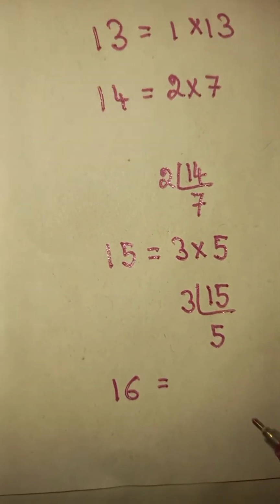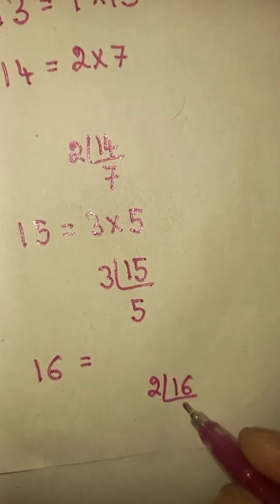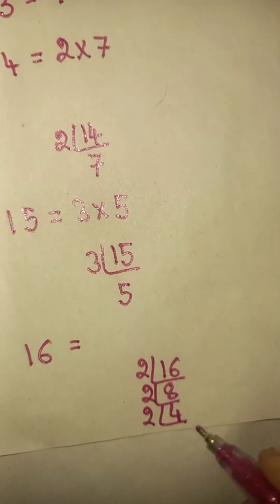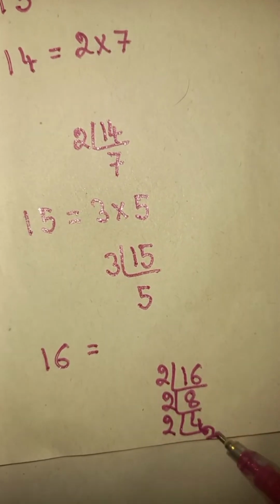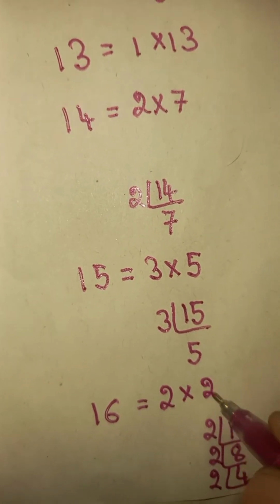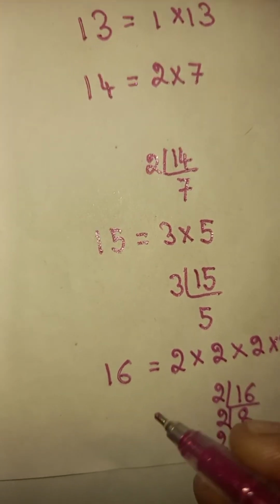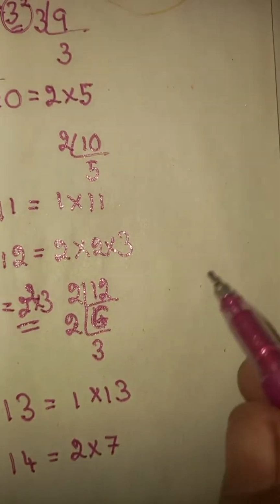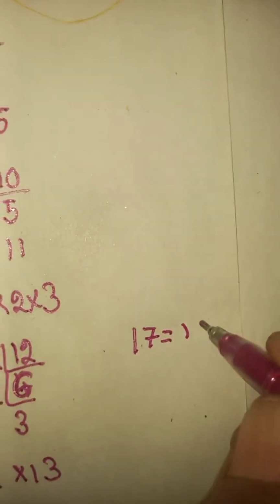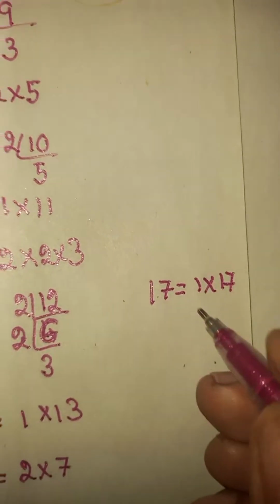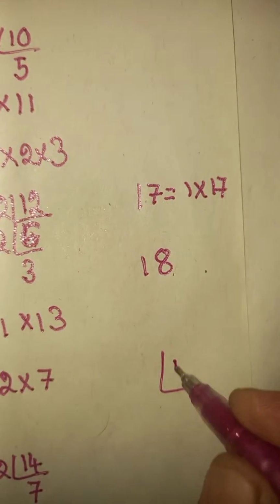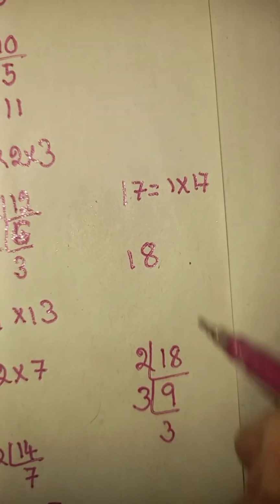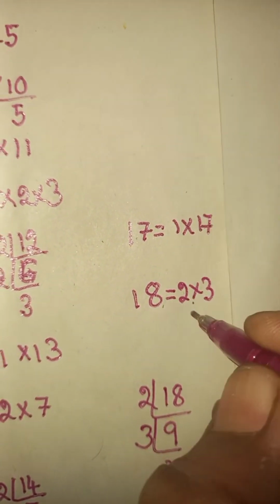Let's take 16. 2 times 8 is 16. 8 can be again divided as 2 times 4. 4 can be again divided as 2 times 2. That gives 4 twos. Write it as 2 times 2 times 2 times 2, or simplified as 2 to the power of 4. Let's take 17. 17 you cannot divide by anything, write it as 1 times 17. Let's take 18. 2 times 9 is 18. 9 can be written as 3 times 3. So it can be written as 2 times 3 times 3.